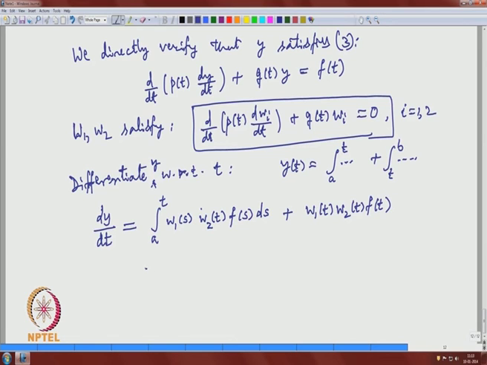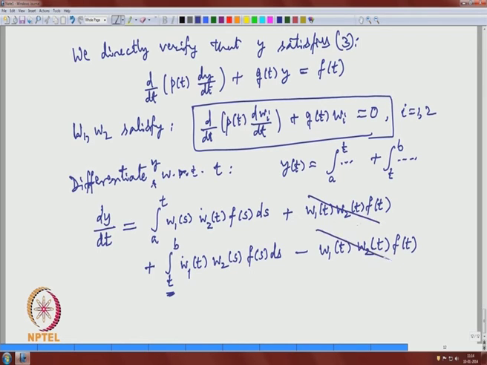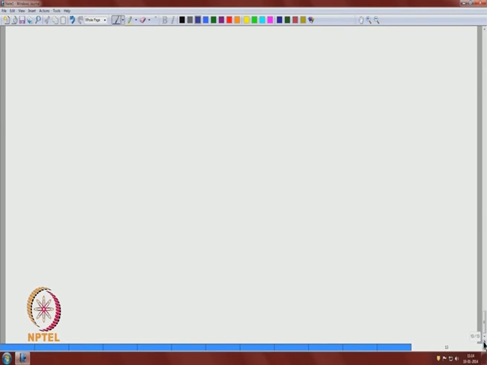And if you do it for the other integral similarly, now there is t in W1, so W1 dot (t) W2(s) f(s) ds, and now t is in the lower limit, so we get a minus here, so W1(t) W2(t) f(t). Okay, and this cancels. And now you are looking at equation 3.